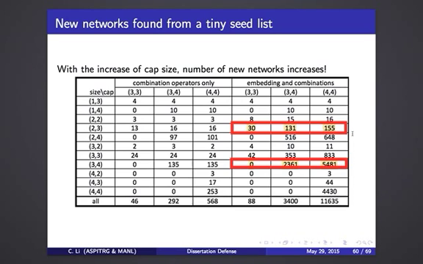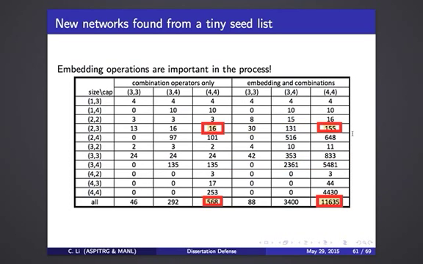We can also see that the embedding operations are really important in the process. As we can see, we obtain many more new networks by allowing embedding operations, like from 16 to 155, and from 568 to more than 11,000. So that is roughly 20 times larger.